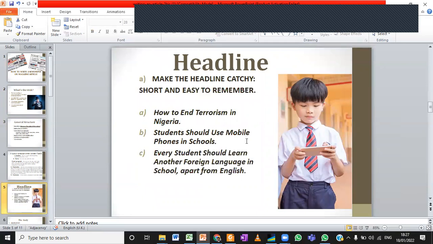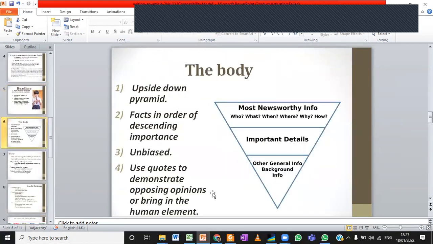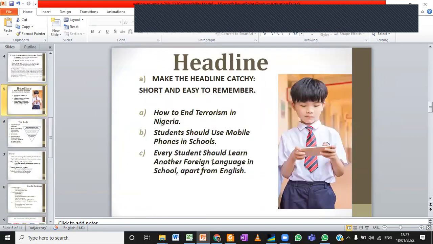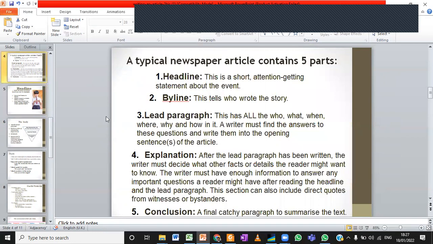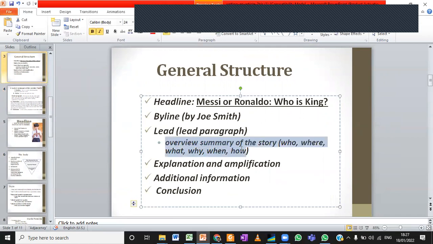Students should use mobile phones. Every student should learn another foreign language in school apart from English. You give your reasons why. Okay? Now, this is it. After the lead paragraph, where you use your 5 W's and 1 H, you are done with that. The first paragraph must contain all these, okay? The lead paragraph must contain all these, and that is all.